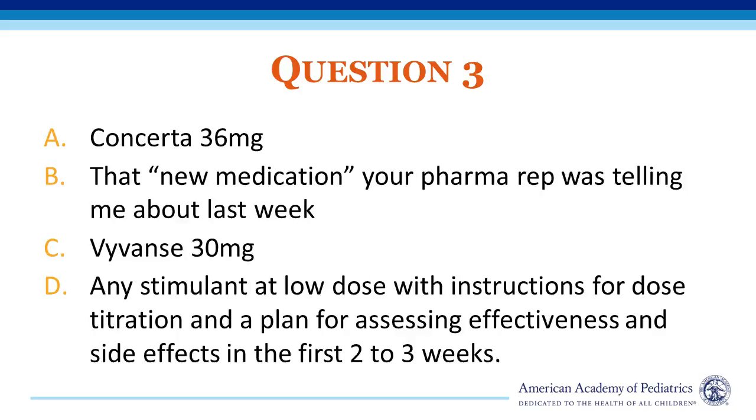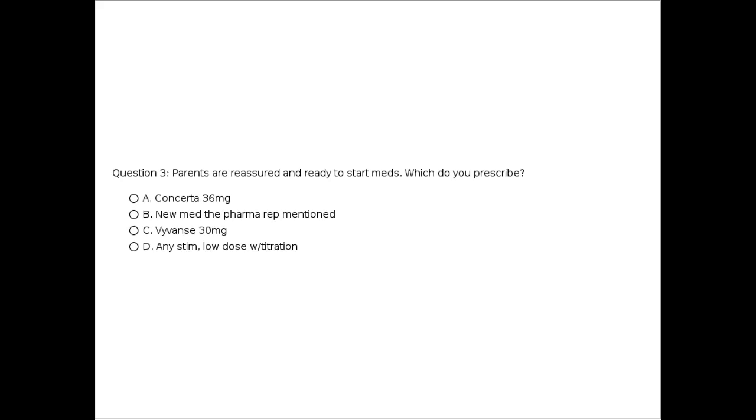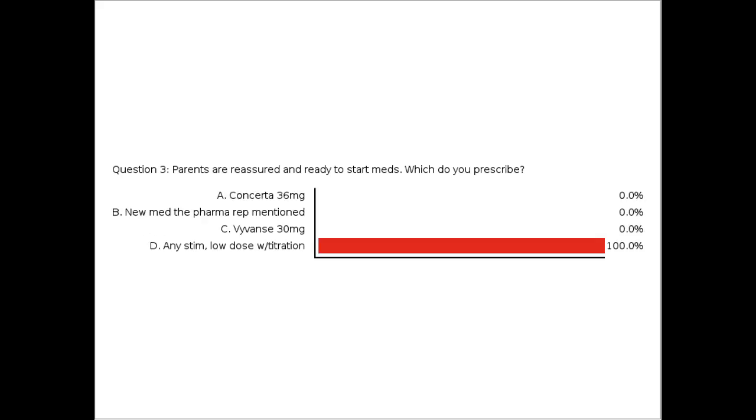And so our third question is, well, which one? What do you want to use? A is 36 milligrams of a new medication your pharma rep was telling you about last week. B: Maybe start with 30 milligrams of Vyvanse. C: Or try any stimulant at low dose with instructions for dose titration and a plan for reassessing effectiveness and side effects in the first few weeks. And so you all can vote.